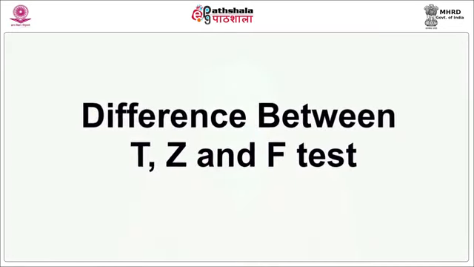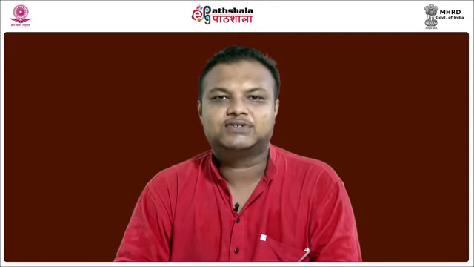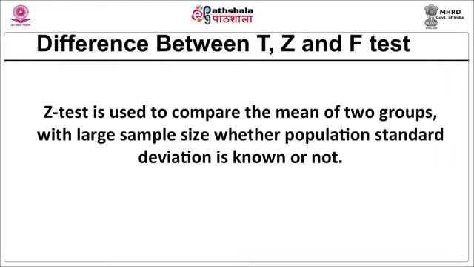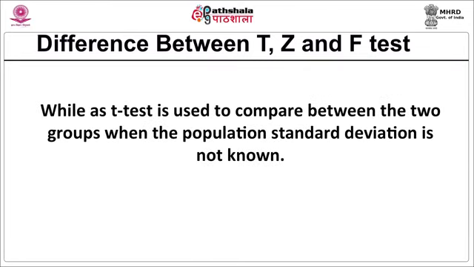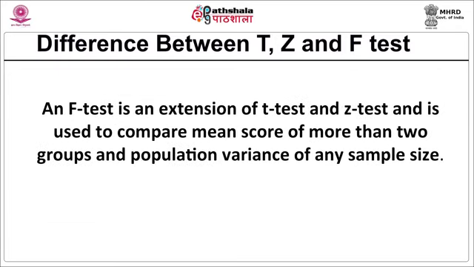Difference between T, Z and F test. So, what is the difference between T, Z and F test? Z test is used to compare the mean of two groups with large sample size and whether population standard deviation is known or not, while t-test is used to compare between the two groups when the population standard deviation is not known. An F-test is an extension of t-test and z-test and is used to compare mean score of more than two groups and population variance of any sample size.